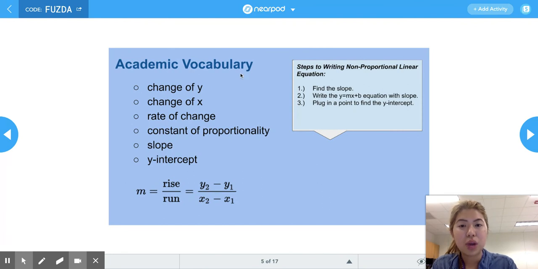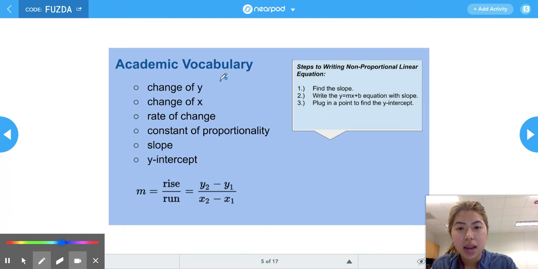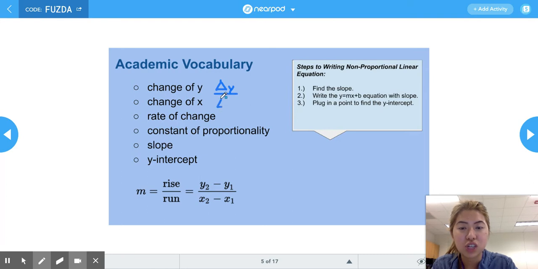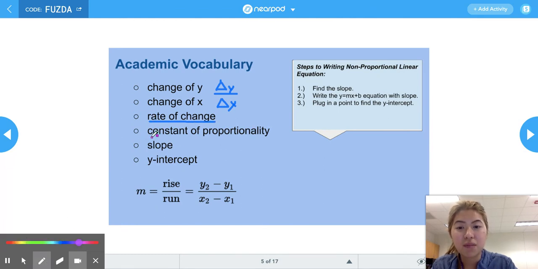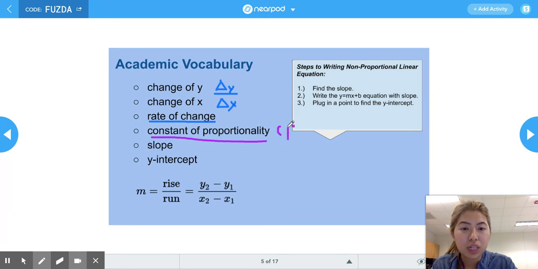So our academic vocabulary words include change of y over change of x. And in math, we use a triangle, the delta symbol, to represent change of. So we have change of y over change in x. And that is how we find our rate of change. Constant of proportionality is the specific name for rate of change for proportional relationships, whereas slope is the name of the rate of change for non-proportional relationships. And you will find a y-intercept in non-proportional relationships.